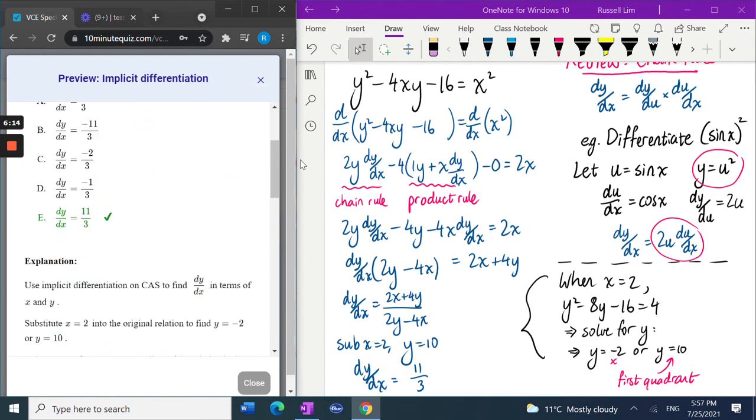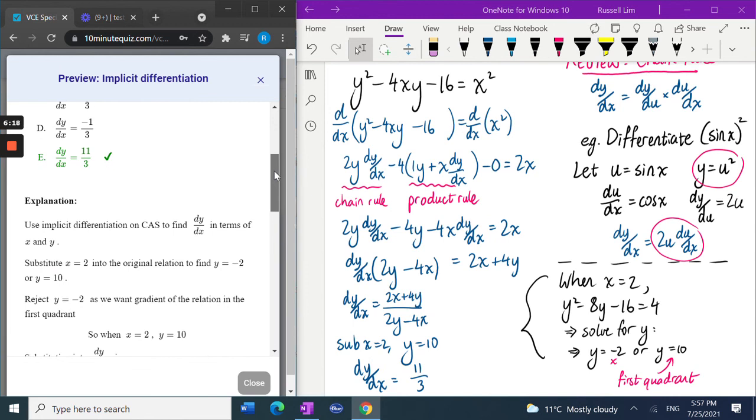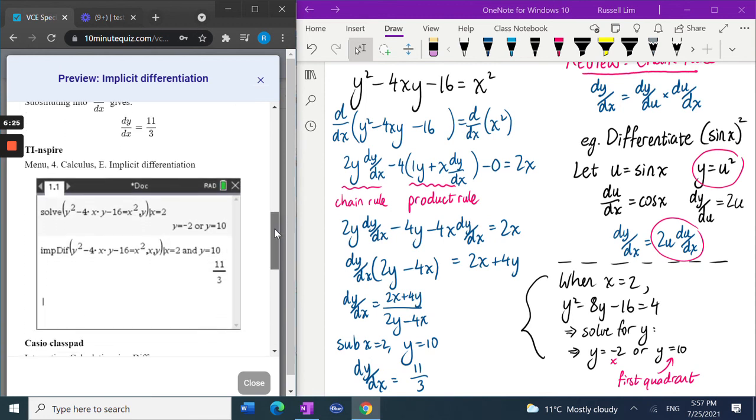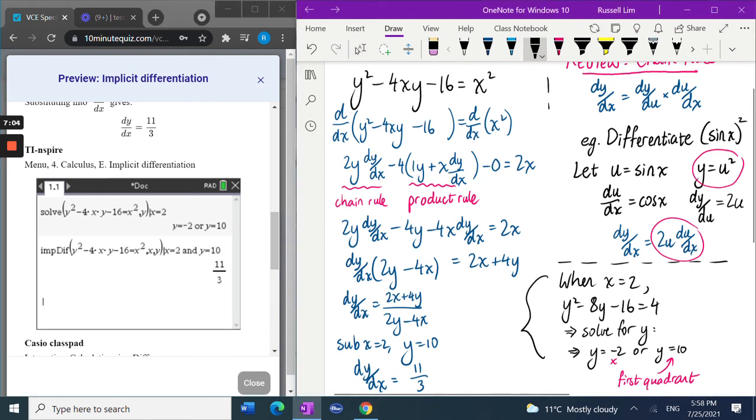Now, I should just mention that if we did have a calculator here, if this was our exam 2 for VCE Specialist Maths, we could skip a lot of these steps and just use the function for implicit differentiation on the CAS calculator. If it's a TI Inspire, it's under Menu, Calculus, Implicit Differentiation, and the syntax is how it's written here. So we have our relation, comma x, comma y. And then we can sub in, given that x equals 2 and y is equal to 10, we would still need to do a step in order to solve for the y value when x is equal to 2. Okay, but this could easily be an exam 1 question, and if it were an exam 1 question, then the process that I've outlined here hopefully is clear for how we do implicit differentiation.